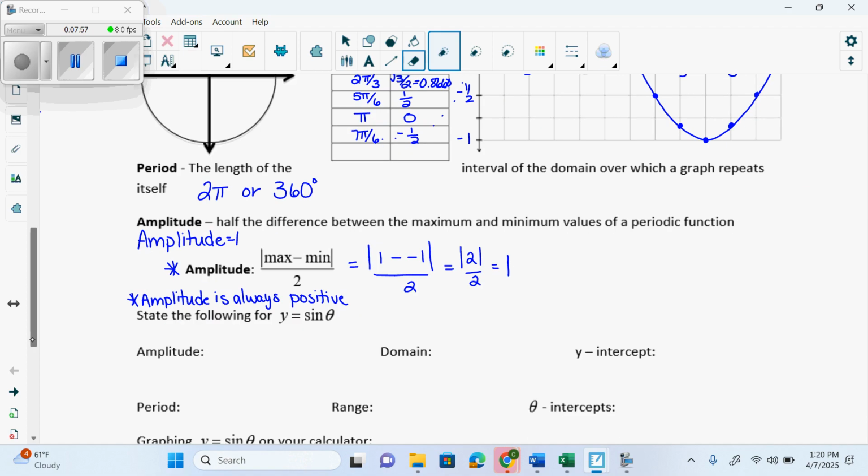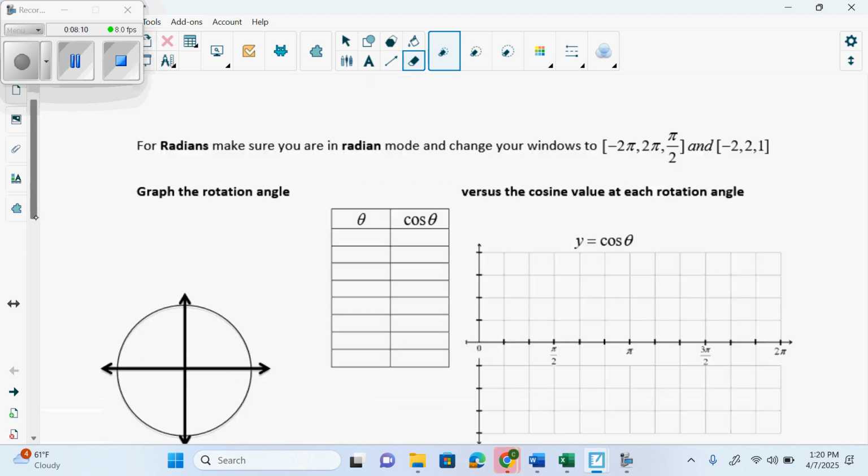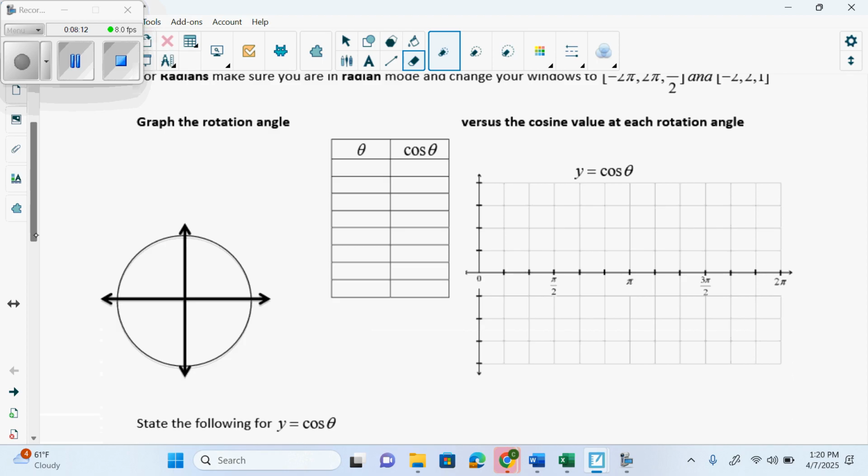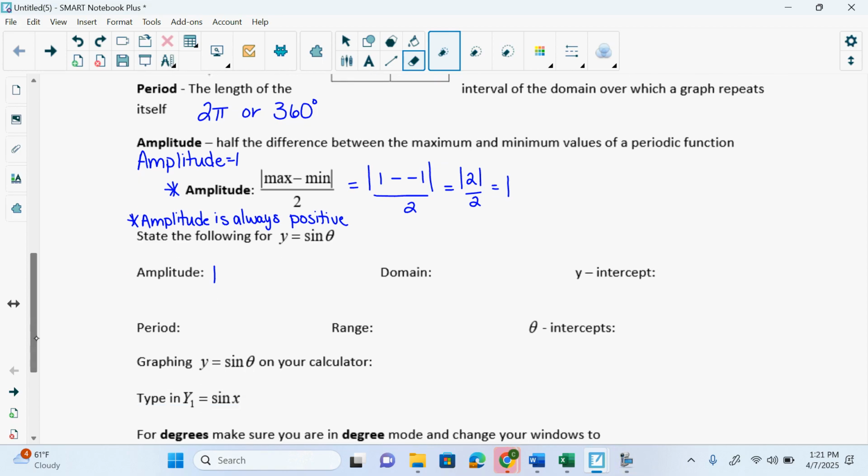So we're going over these for the basic sine theta graph. What was the amplitude of sine theta? 1. What was the period of it? 2 pi. Not 360, because the actual graph was in radians. The x-axis tells us if it's in radians or not. So this particular graph would be 2 pi.